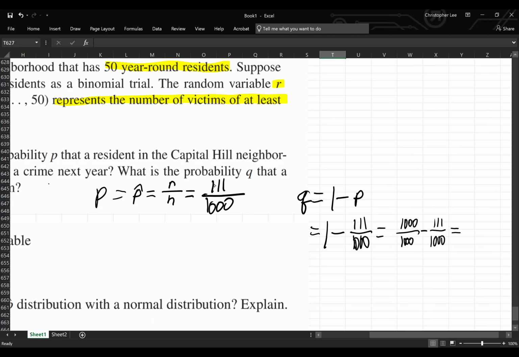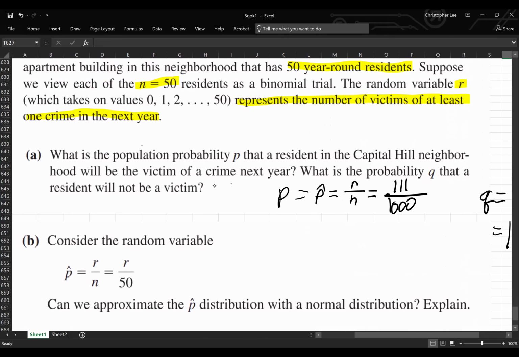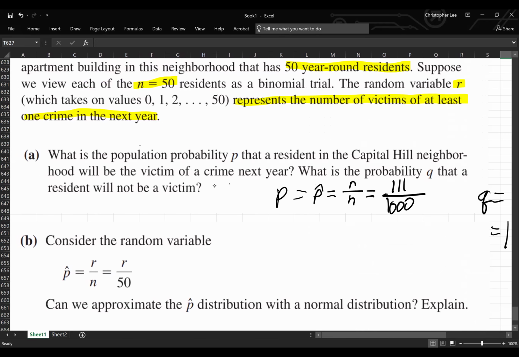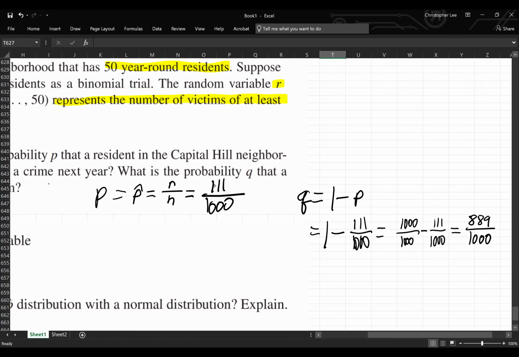If you have $1,000, 889. And there we go, that's Q. All right, so that's it for A. A was to find P and to find Q. There you go.